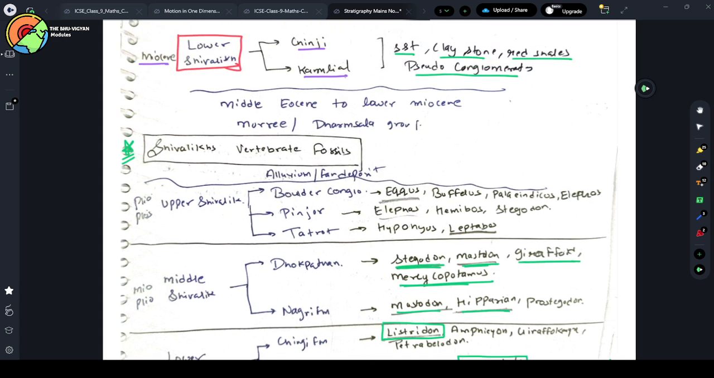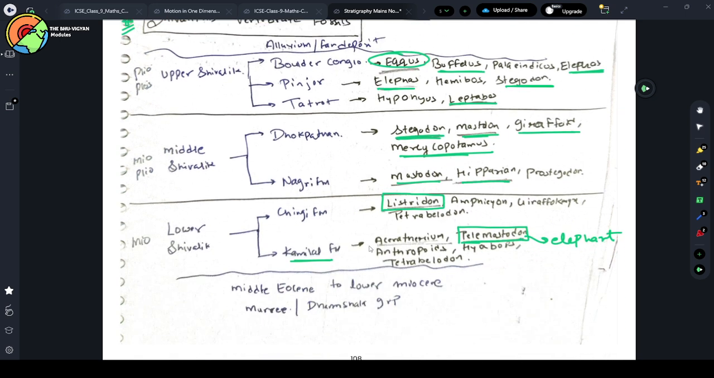Now after that in upper Shivalik, in Tatrot formation we have Leptobos. Okay, in Pinjor we have Elephas and Stegodon, and in Boulder we have Equus and Elephas also, and we see buffaloes. So if you see here, the evolution of the horse is also visible here. Because Equus and Elephas are the modern day horse and elephants.